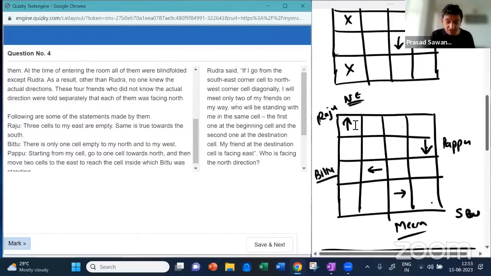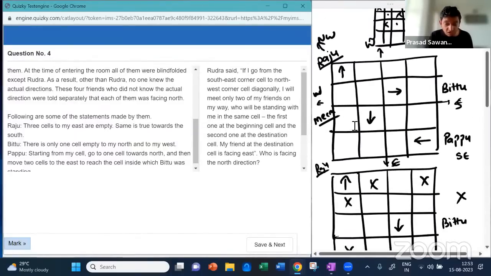Let's see. Okay, Rudra says, if I go from the southeast corner to the northwest corner diagonally, I'll meet only 2 of my friends who will be standing with me in the same cell. The first one at the beginning and the second one at the destination cell. My friend at the destination cell is facing the east, who is facing the north direction. So this one we had established, ये wala part hai. Friend in the destination is facing the east. So let's start from there.